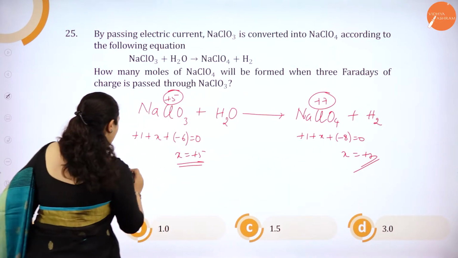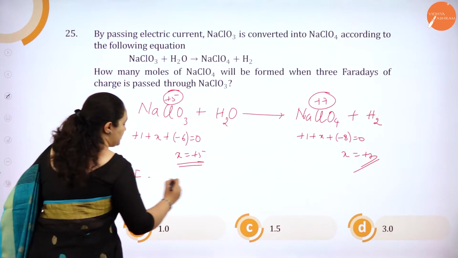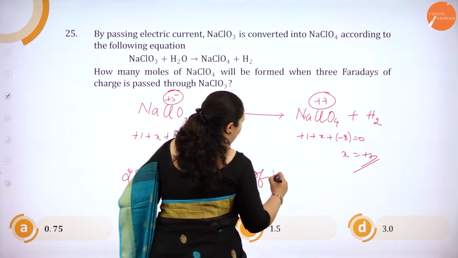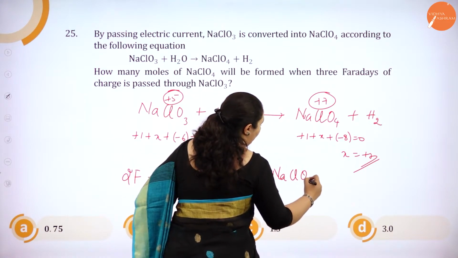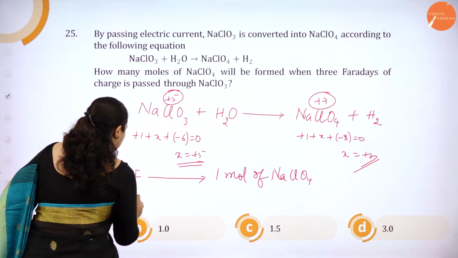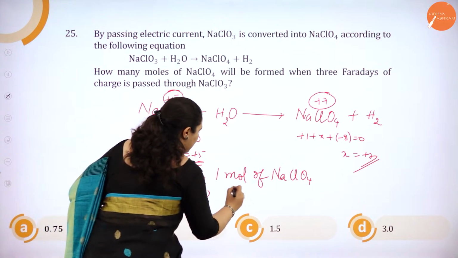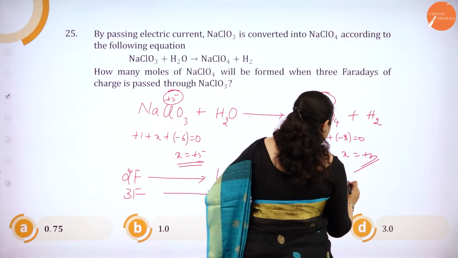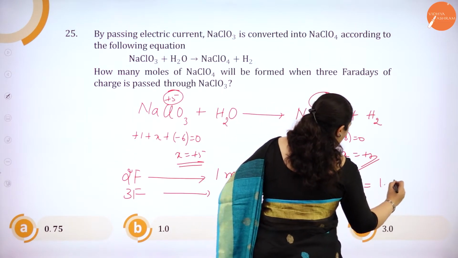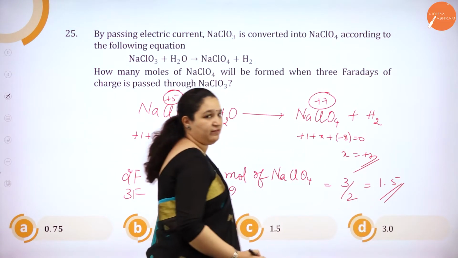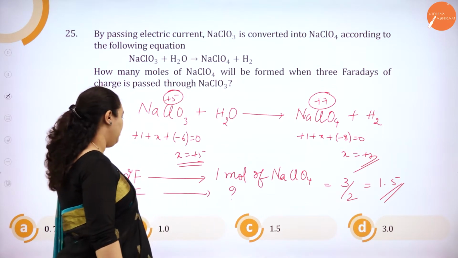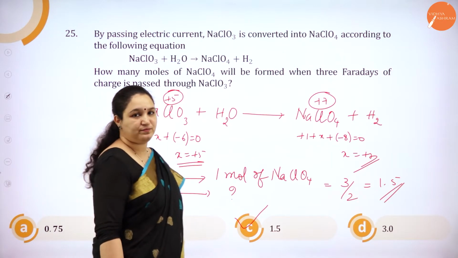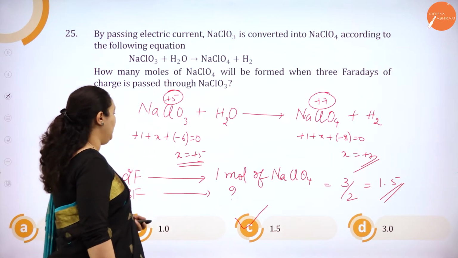How much charge was required? 2 Faraday charge was required to produce 1 mole of NaClO4. Now, how much should we pass? We are passing 3 Faraday charge. So how many moles? It is 3 by 2, so 1.5 moles will be formed. So option C is the correct answer. I hope you have understood.